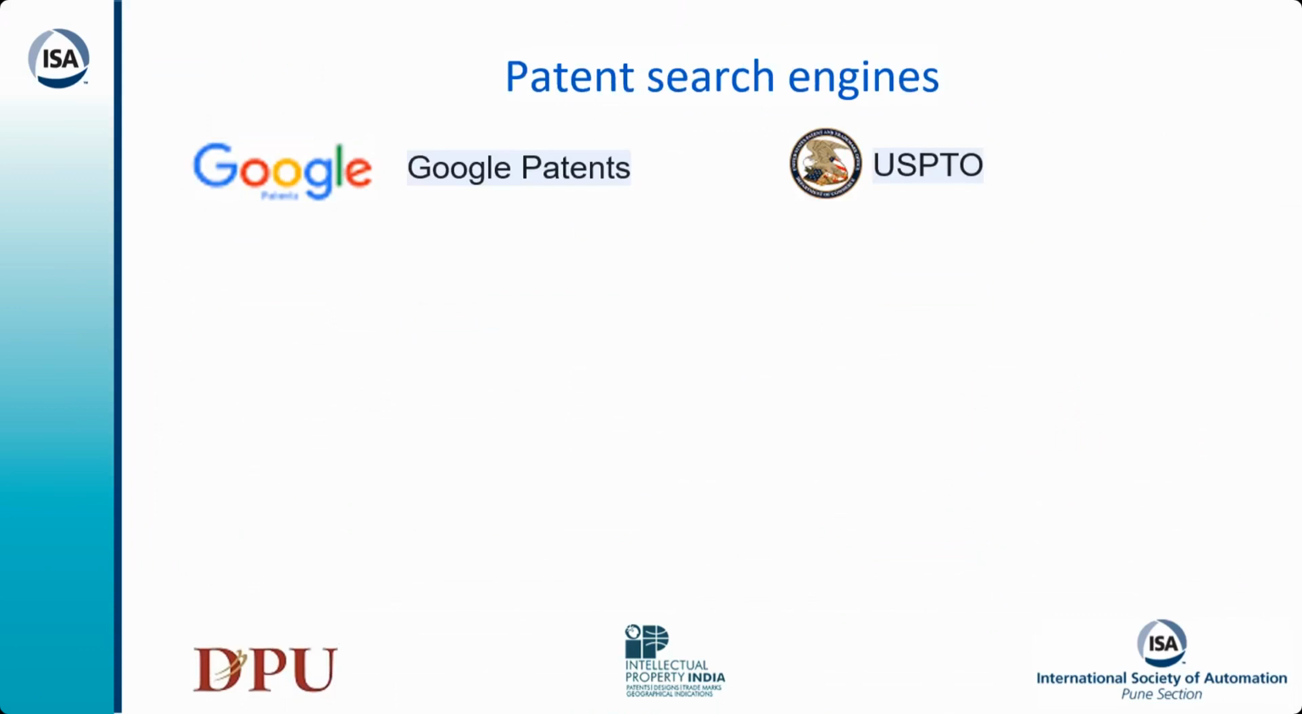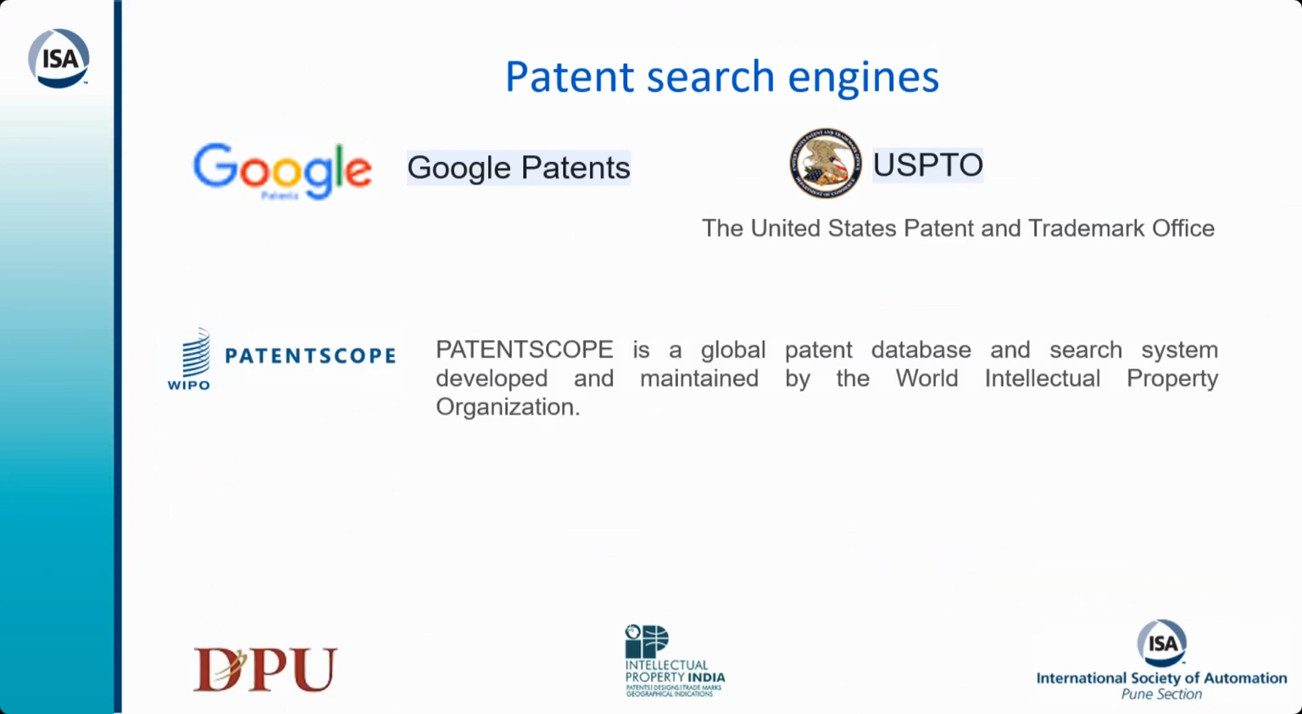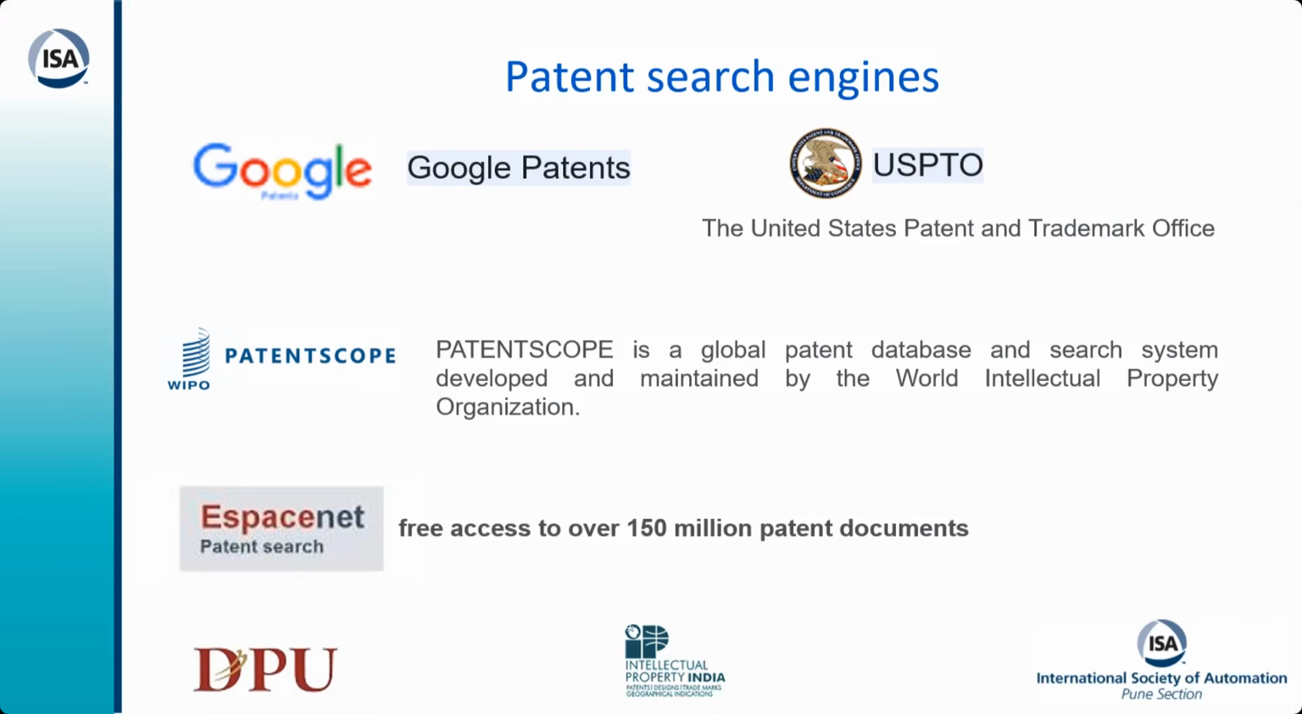Then USPTO is the United States Patent and Trademark Office. On this office's site, there are also some free databases in which you can search for patents. Then PatentScope is a wide spectrum of patents available from WIPO basically. WIPO PatentScope is a global patent database and search system developed and maintained by the World Intellectual Property Organization. Then Espacenet, again a patent search engine, gives free access to over 150 million patent documents.